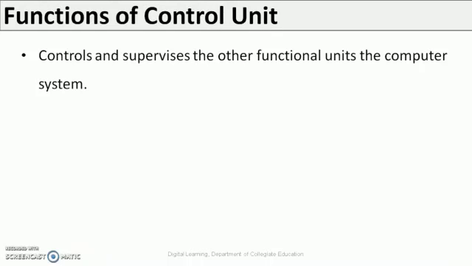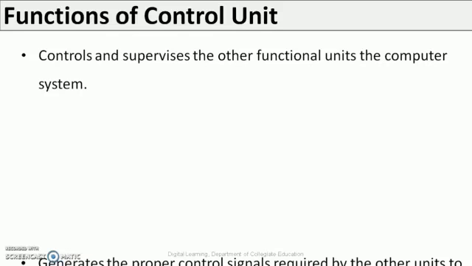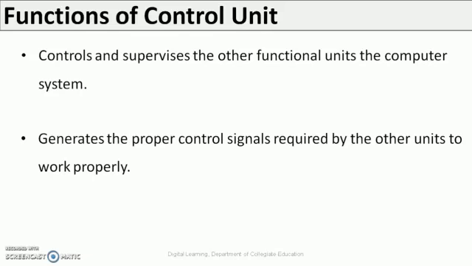The control unit controls and supervises the functional units of a computer system. As I explained, the control unit fetches all the instructions one by one and gets them executed by the responsible computer devices. It generates the proper signals required by the other units to work properly.